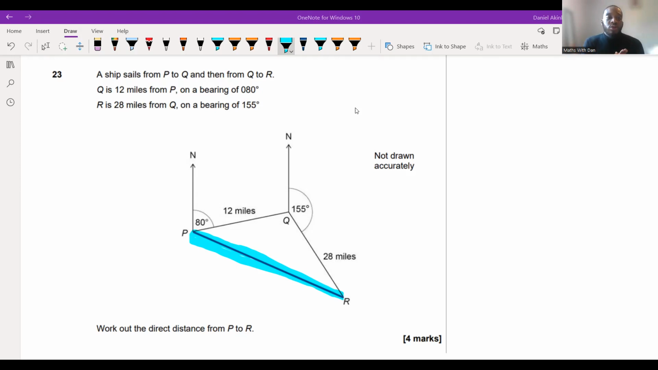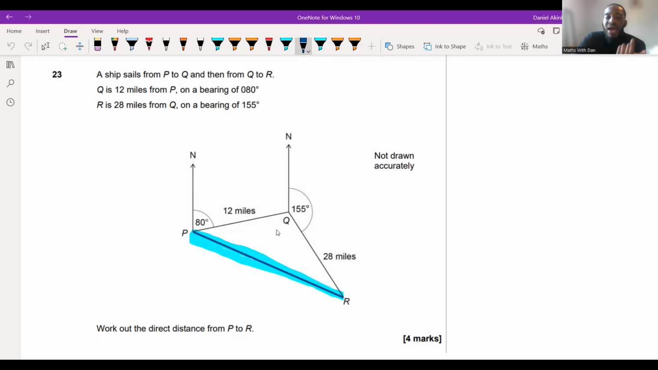So it says a ship sails from P to Q and then from Q to R. Q is 12 miles from P on a bearing of 80 degrees. R is 28 miles from Q on a bearing of 155. We need to work out the direct distance. As I said before, we now have a triangle, due to the fact that we are calculating the distance from P to R. Now, it's clearly a trick question. For me, I would also try and figure out if there are any angles that I could calculate inside the triangle. Now, the first thing I can see, remember when you're dealing with bearing questions, right?